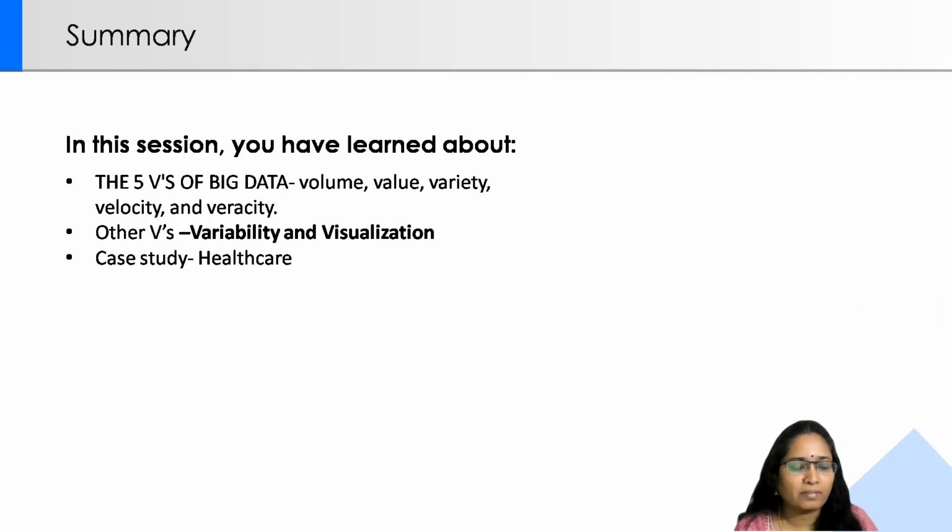So what is the summary of the session? In this session, you have learned about the 5 V's of big data: volume, value, variety, velocity, and veracity. Then the other 2 V's, variability and visualization too. And we discussed the 5 V's in healthcare systems.